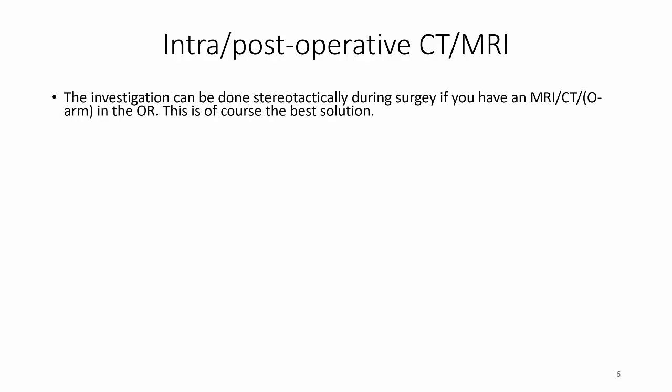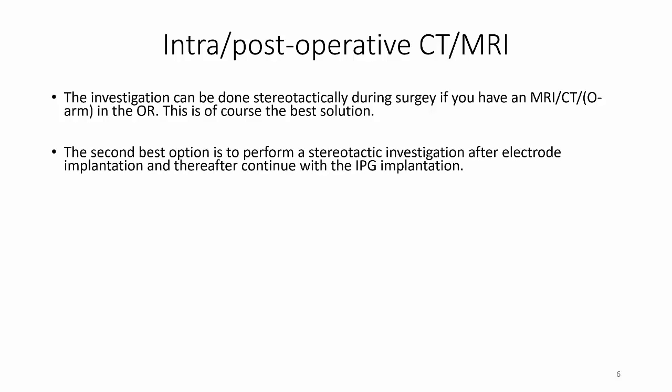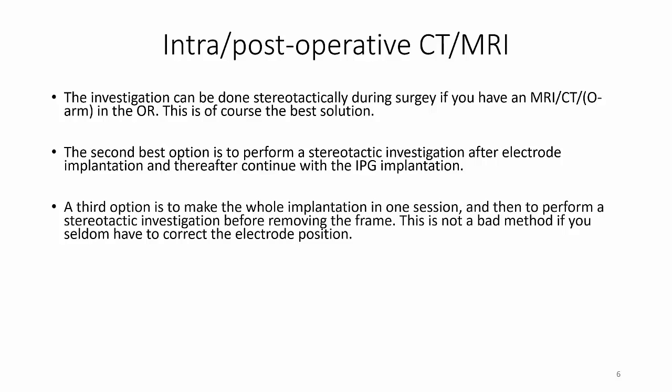CT and MRI can be used in various ways. The investigation can be done stereotactically during surgery if you have a MRI, CT or O arm in the OR, and this is of course the best solution. The second best option is to perform a stereotactic investigation after electrode implantation and thereafter continue with the IPG implantation. A third option is to make the whole implantation in one session and then to perform a stereotactic investigation before removing the frame. This is not a bad method if you seldom have to correct the electrode position.